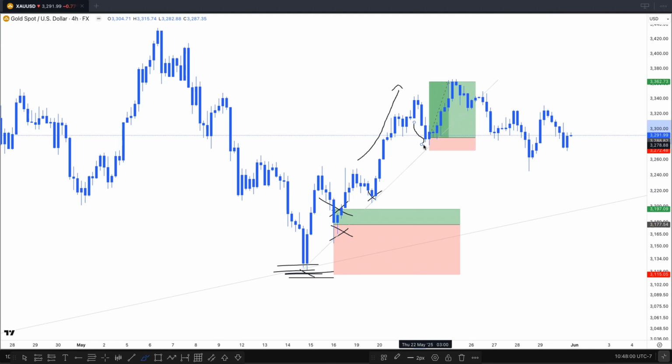You can have a wide stop loss, you're good to go. Now it comes down to experience. It comes down to time in the market. It comes down to testing and refining. So over time, I'm refining my setups as well.